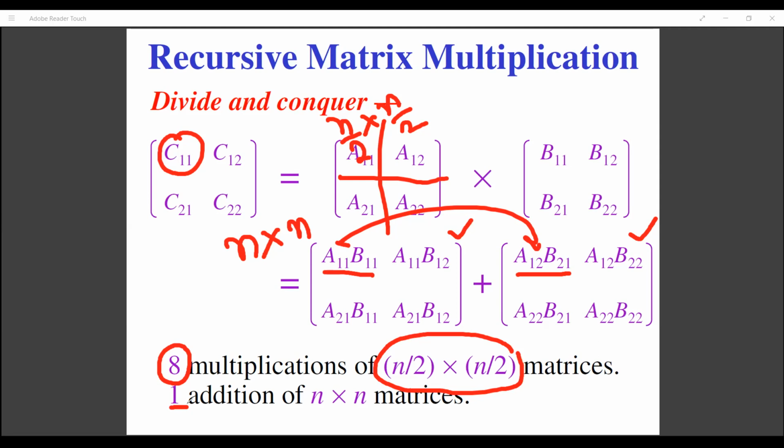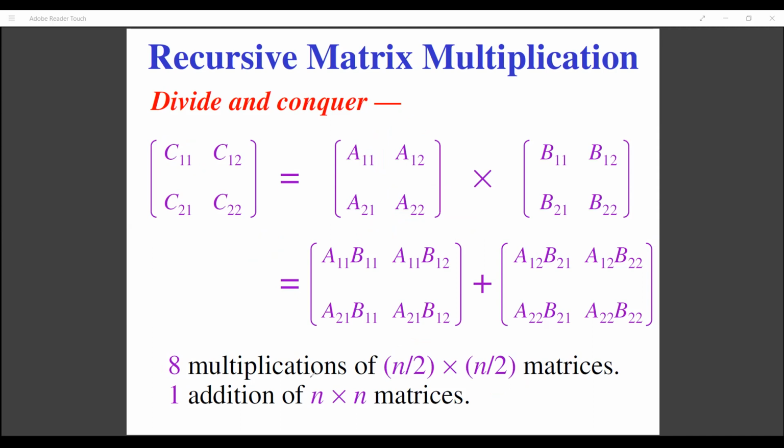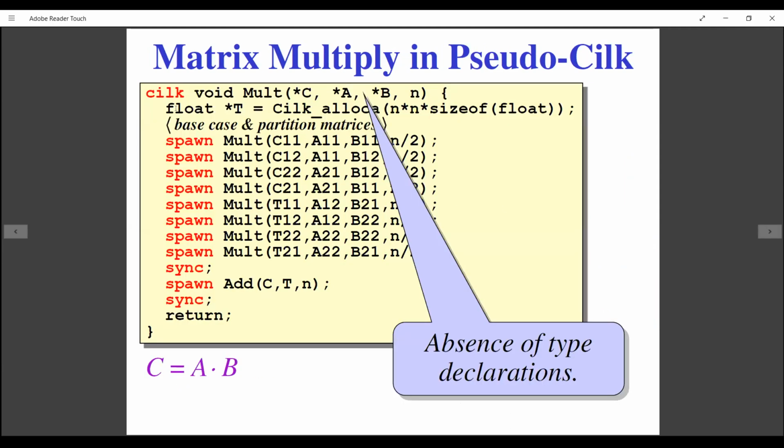Now I'm going to explain the amount of parallelism present in this by considering a very simple algorithm. Here it takes four parameters: C is used to store the result, A and B are the input matrices, and N is the order of the matrix. Here, spawn means we are launching one thread to perform this operation.